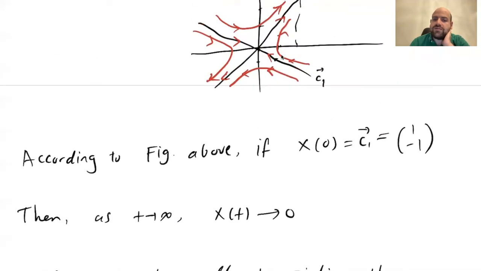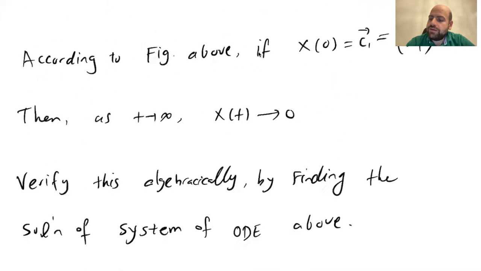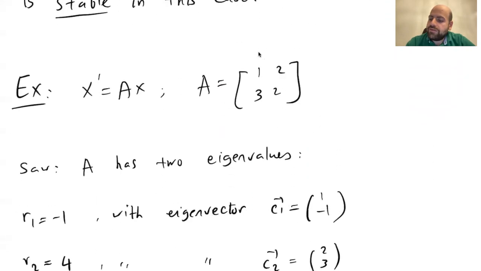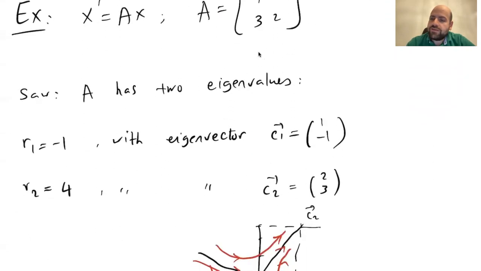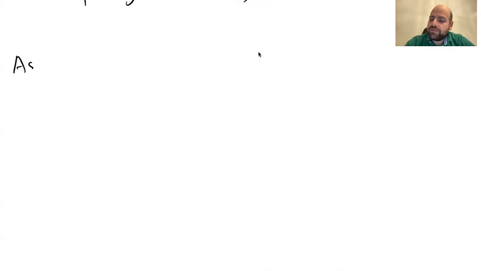Because this picture suggests that if we start from this point, then as t goes to infinity, we'll get closer and closer to the origin. We want to verify this fact algebraically by solving this system of ODE. So what is the ODE again? The ODE is here. We already found the eigenvalues and eigenvectors in the previous examples. And we know that the general solution is a linear combination of C1 e to the power R1t and C2 e to the power R2t, as seen before.